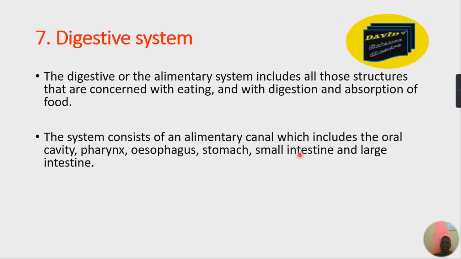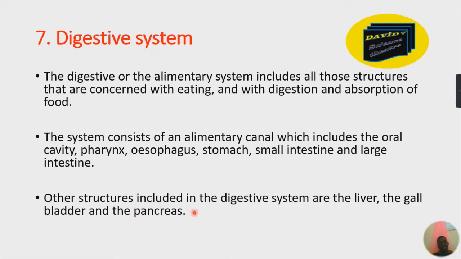The small intestine is further divided into three segments: the duodenum, jejunum, and the ileum. So those three are part of the small intestine. Let's continue. Other structures included within the digestive system are these glands, our accessory structures: the liver, the gallbladder, and the pancreas.